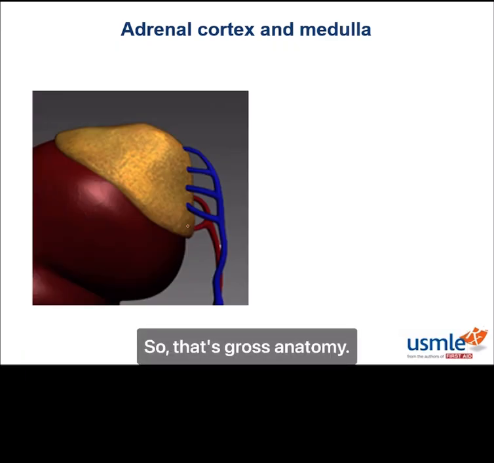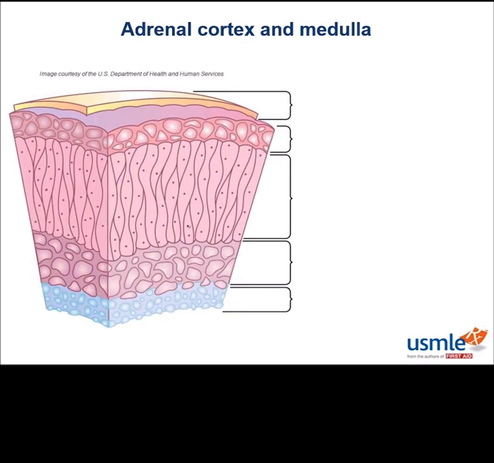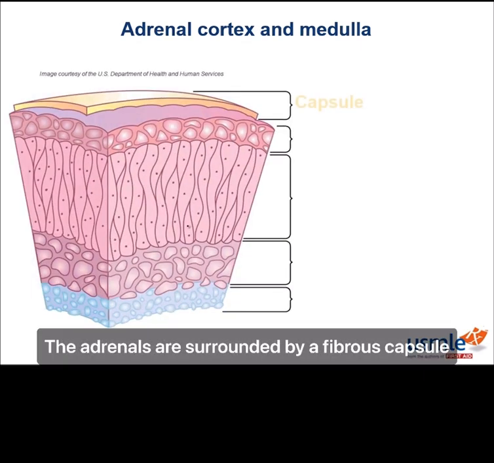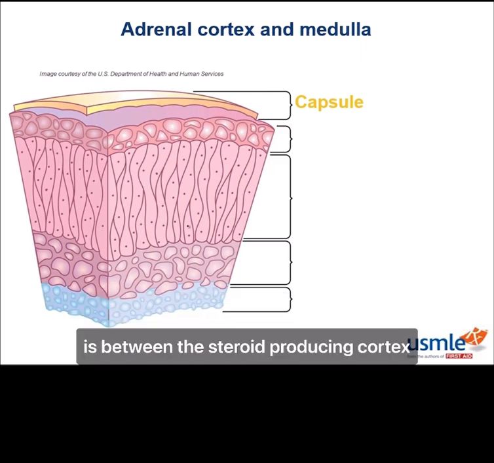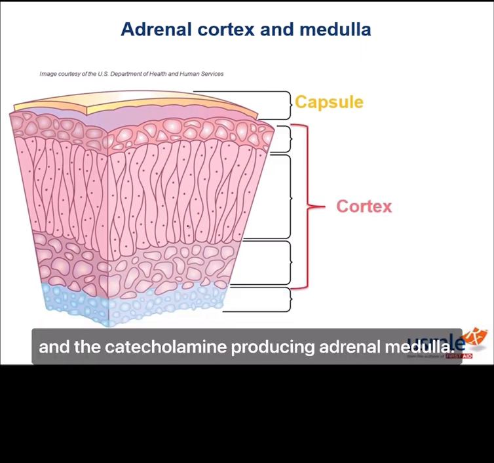So that's gross anatomy. Now let's take a cross-section of our friend the adrenal gland and pick it apart from the outside in. The adrenals are surrounded by a fibrous capsule, but the most important structural and functional distinction is between the steroid-producing cortex and the catecholamine-producing adrenal medulla.